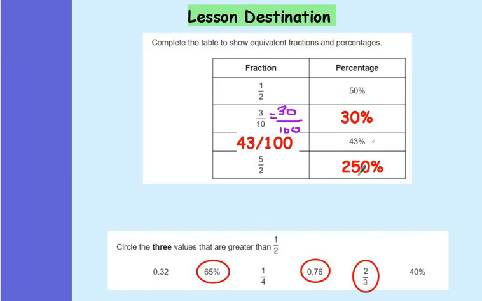I've got 43%, which we know means 43 out of 100. And 5 over 2, if I convert that denominator into 100, I get 250%. The three values greater than a half are 65%, 0.76 and 2/3.